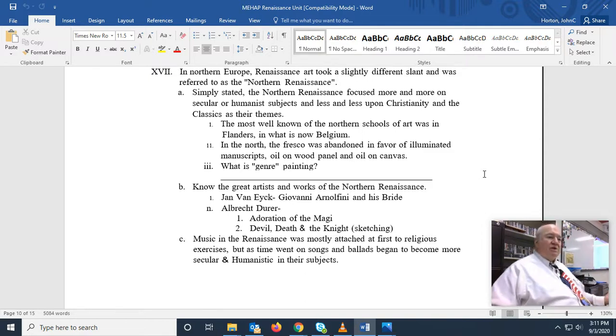Yes, the Northern Renaissance. Simply stated, the Northern Renaissance focused more and more on secular or humanist subjects and less upon Christianity and the classics, being Greece and Rome, as their themes. The most well-known school of art was in Flanders, which is now in Belgium, by the way. And you're jotting somewhere that you'll remember this because it will get referenced a lot.